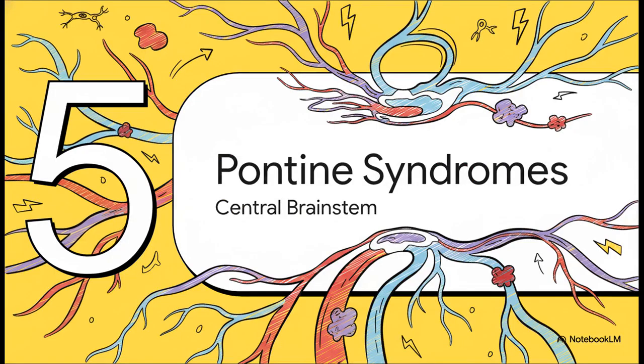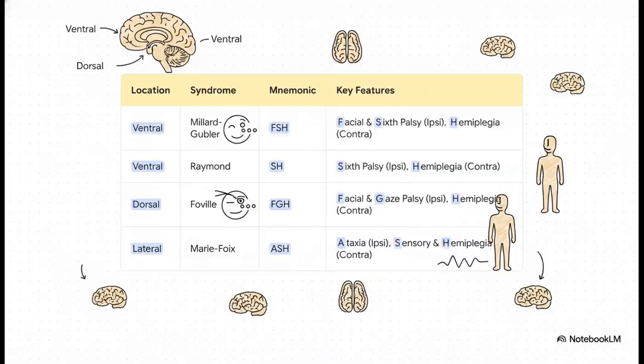All right, we're now moving into our last major section, the central brainstem, or the pons. The syndromes here can get a little tricky, so we're going to focus on the most clinically important ones, which are typically caused by strokes in the territory of the basilar artery. Thankfully, we've got some pretty good mnemonics to help us keep these straight. In the ventral pons, there's Millard-Gubler syndrome. You can remember that with FSH, ipsilateral facial and sixth nerve palsies with a contralateral hemiplegia.